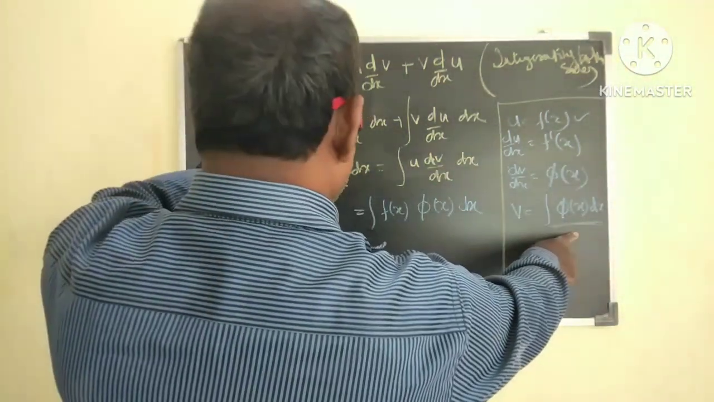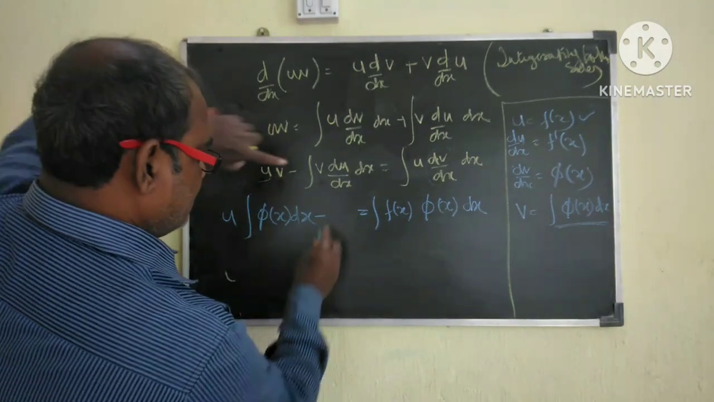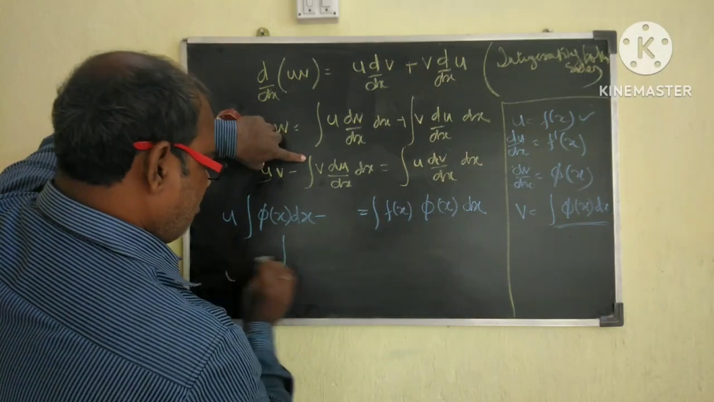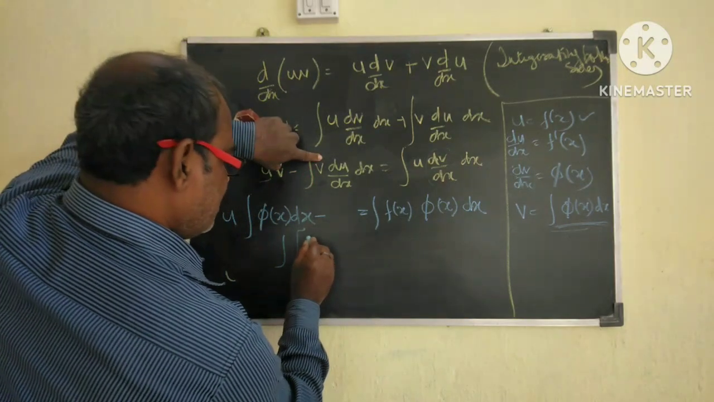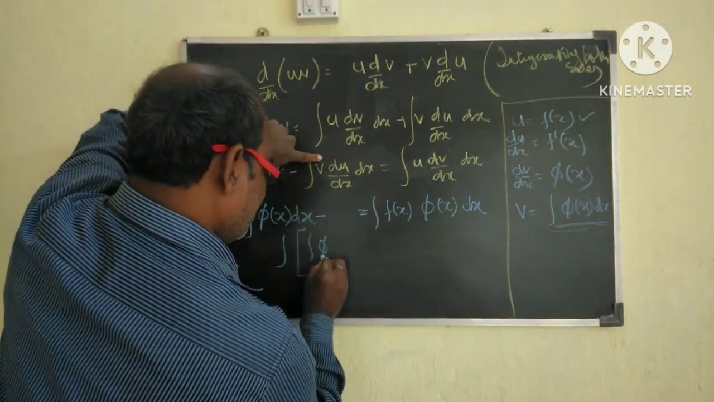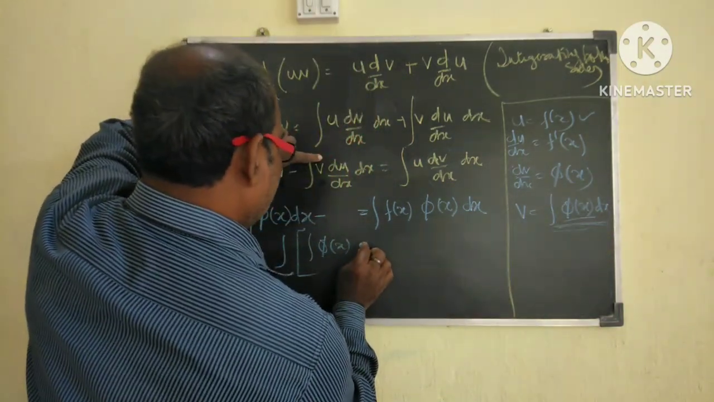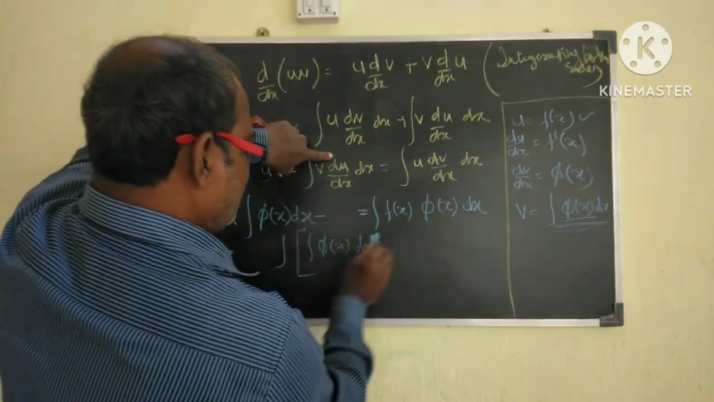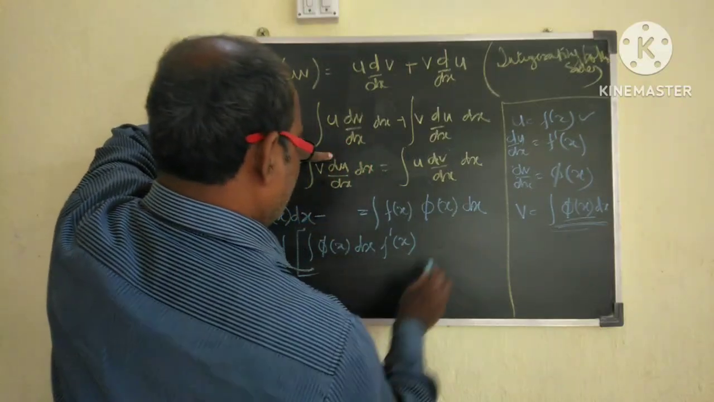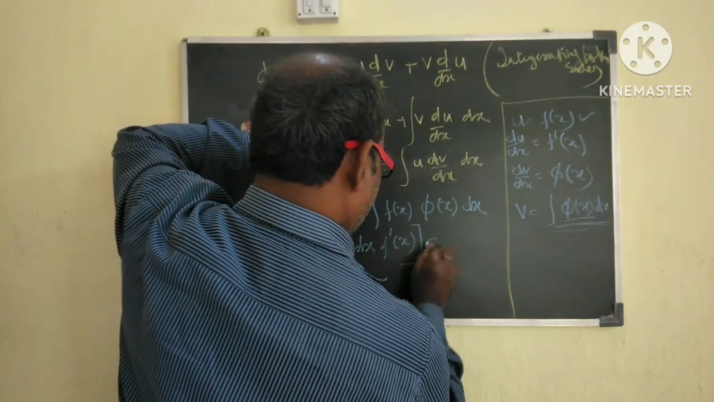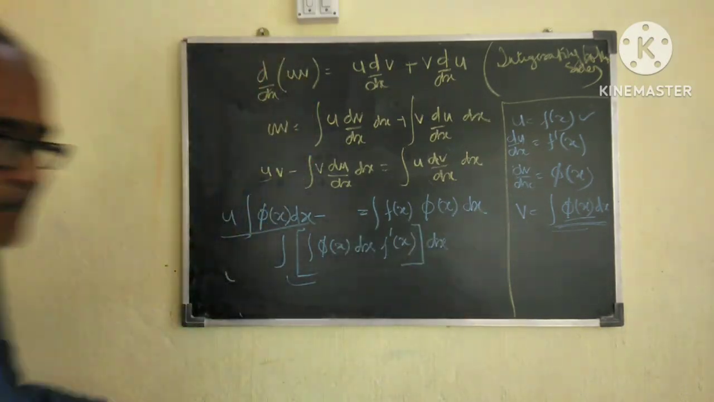V is the integration of, so we are writing here minus, then let me write here integration of, after minus I am writing what is v, is this, that means integration of 5x dx. What is du by dx? Du by dx is f dash x. So this, after that this must be equal to this.